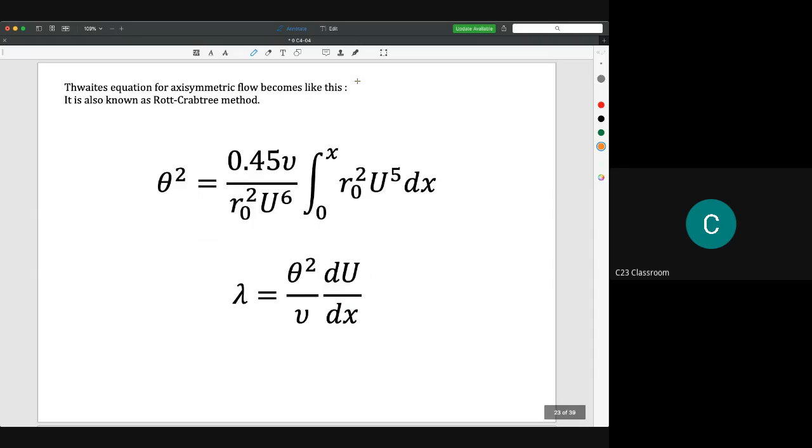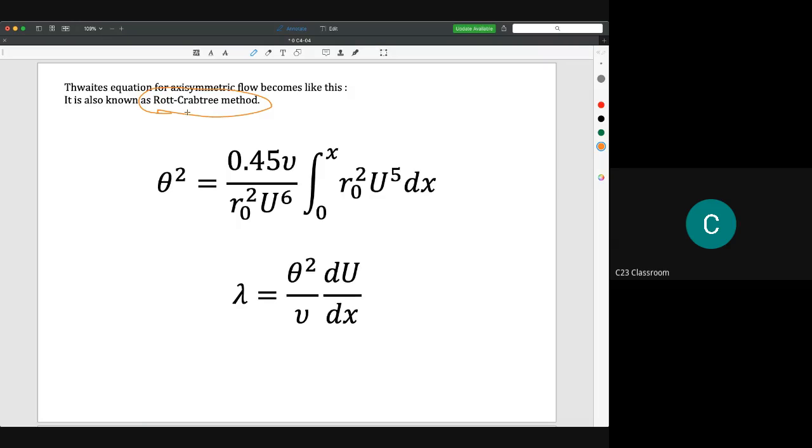So again, the asymmetric flow for Thwaites has a little modification, and it's done by a person named Rott and Crabtree. So sometimes you will find it is also known as the Rott-Crabtree method. It was written in our textbooks, okay? But it is okay for you to imagine that this is actually the Thwaites equation for the asymmetric flow.